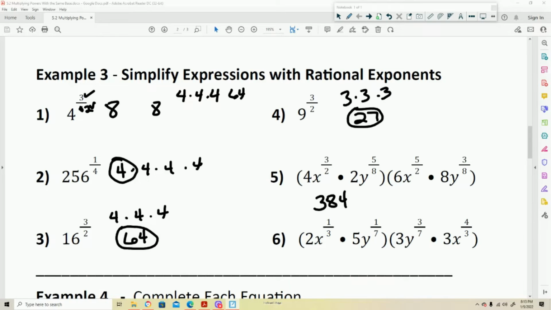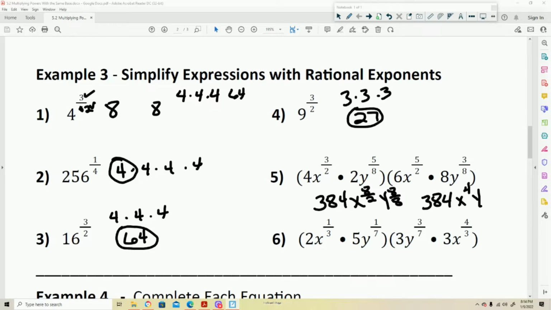Okay, now we're going to put the x's together, and remember, when you multiply variables with the same base, you add the exponents. So we're going to have an x to the 8 halves, and then we're going to have y to the 8 eighths. And we can simplify these fractions. So our final answer is going to be 384 x to the 4th power, y to the 1st power. 8 over 8 is just 1, so it's y to the 1st power. Okay, that was actually pretty easy.